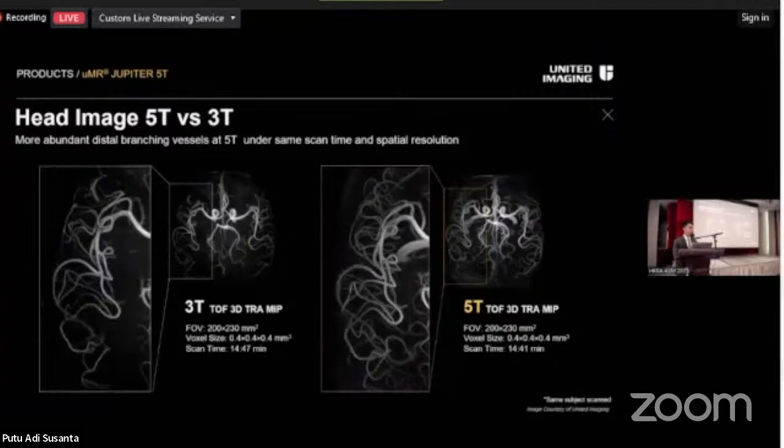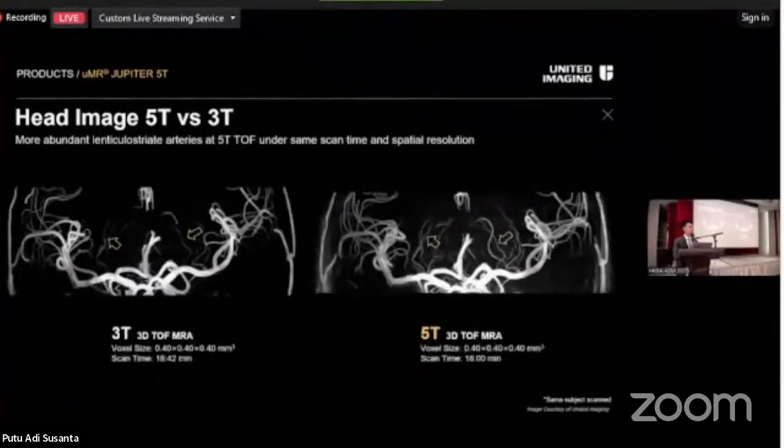Very obviously, you can see that not only can we visualize more distal vessels, we can see them more clearly as well. This is because we have more of a flowing effect with TOF, and we have a longer T1 at 5 Tesla as well. So we can see more distal vessels in the TOF MRI.